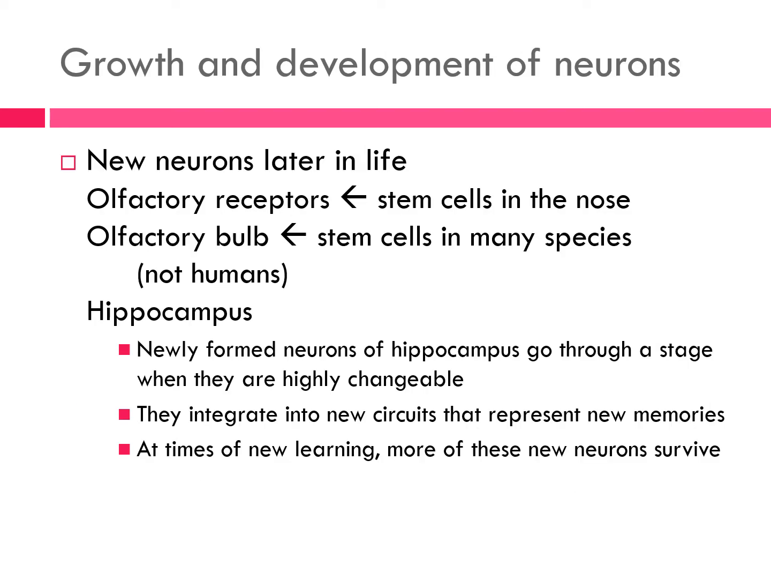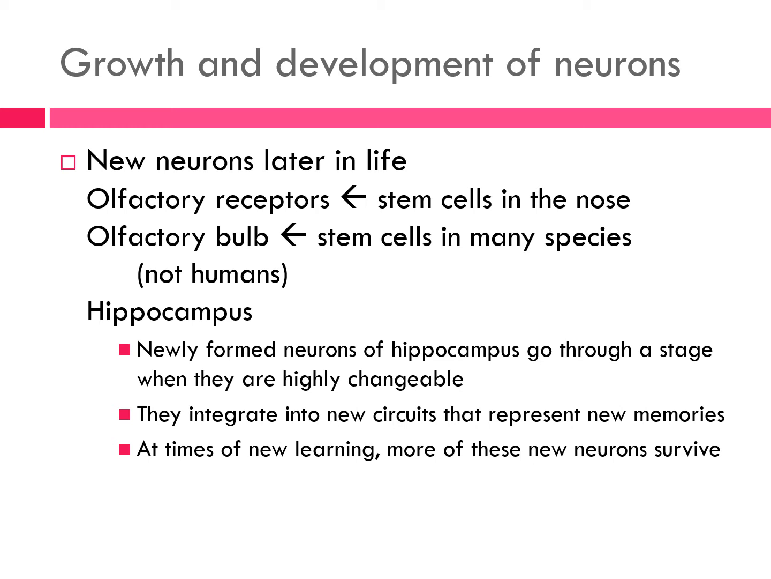And we do have new neurons later in life. We have stem cells in the nose creating those olfactory receptor neurons. So as we are going to talk about our different sensory receptors, these are the sensory receptors that are there for smell, or the olfactory sense. Many species have these stem cells in the olfactory bulb as well. We're not going to see that in humans. And again, we'll talk about this a little bit really soon, as we're about to get into sensation and perception. That first area where the olfactory receptors synapse.